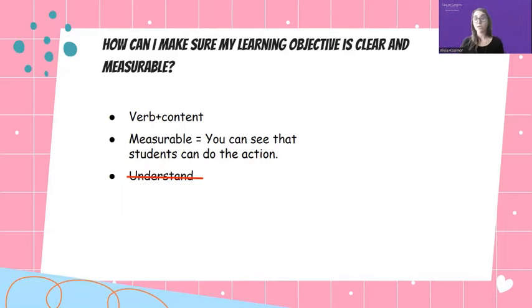So it's not saying I want you to understand the causes of the Civil War. I don't know if you understand it unless you do something else. How would you know if students understand the causes of the Civil War? Well, would they explain them? Then explain the causes of the Civil War is actually your objective. So one verb only makes it clear. Making sure it's something you can see them do is measurable.